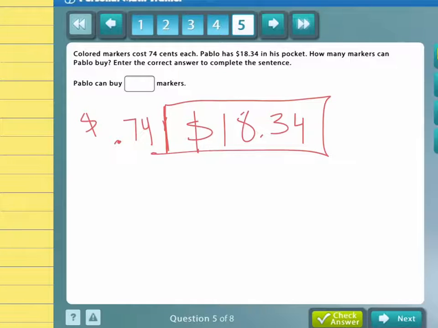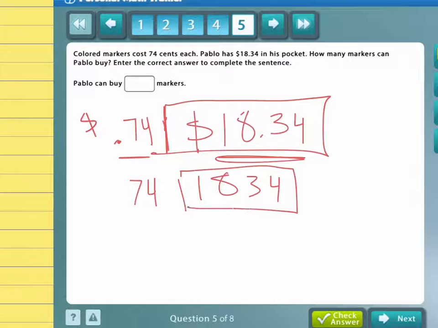18.34. What you have to realize here is these are cents, and this is cents here, and these are dollars here. So you need to change the cents. You need to make them both compatible. So if you change 74 cents into 74, and you change $18.34 into 1,834 cents, then you're dividing cents by cents, which makes sense.